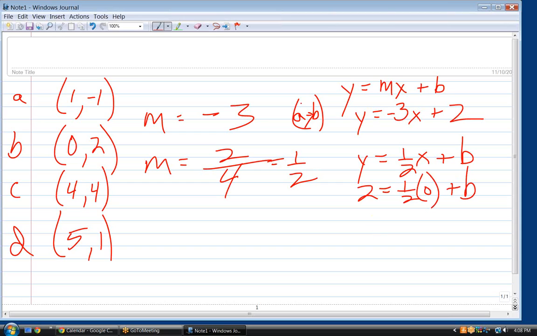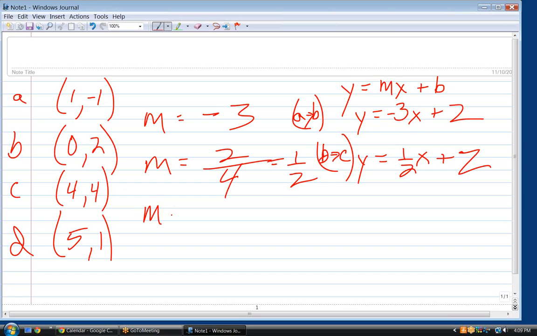B is equal to? Is it 2? I'm leaving room here. That's why I'm erasing stuff, because we need to go down. Okay, so that is the equation from B to C. So now let's do C to D. That's the last part? Yeah. Okay, what's C to D?